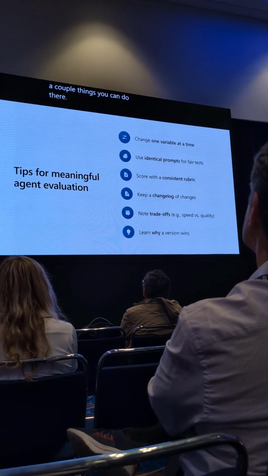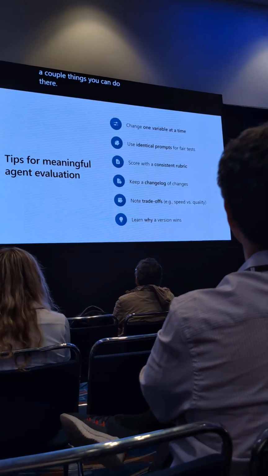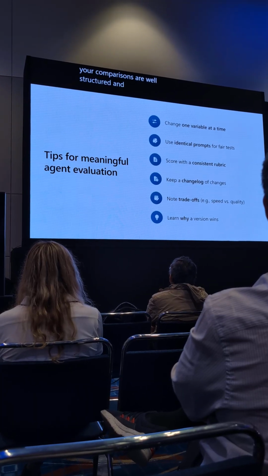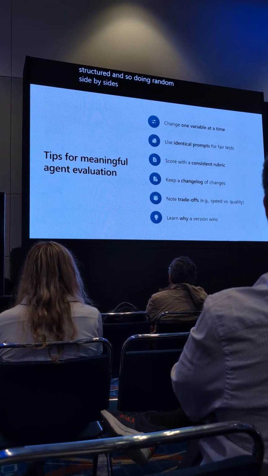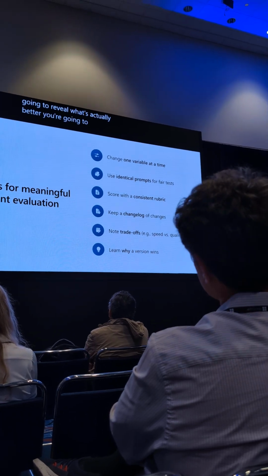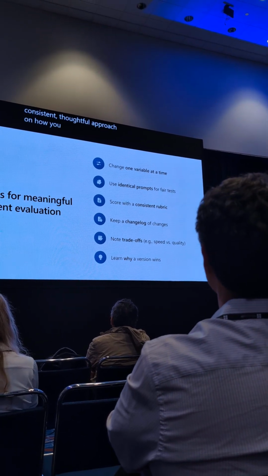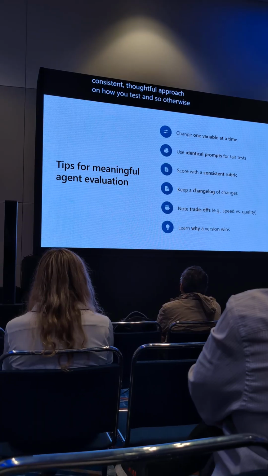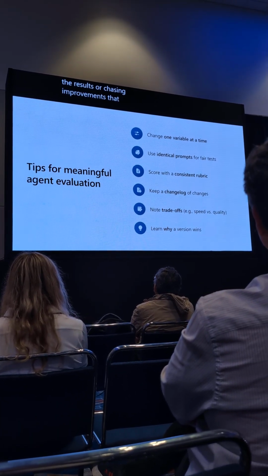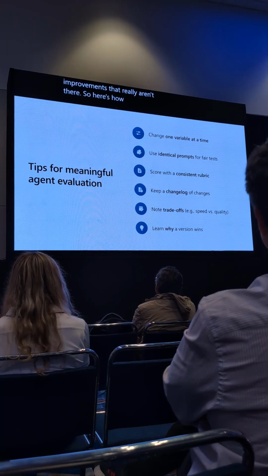So evaluating agents is only going to be effective if your comparisons are well structured. Doing random side-by-sides is not really going to reveal what's actually better. You're going to need a consistent, thoughtful approach to how you test. Otherwise, you might risk misinterpreting the results or chasing improvements that really aren't there. So here's how to make your evaluations count. I have some suggestions here.